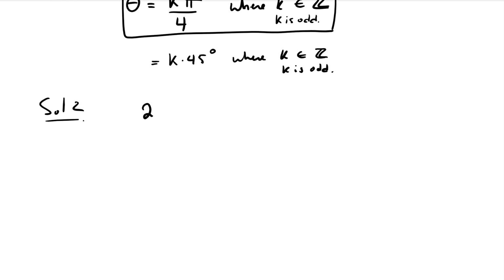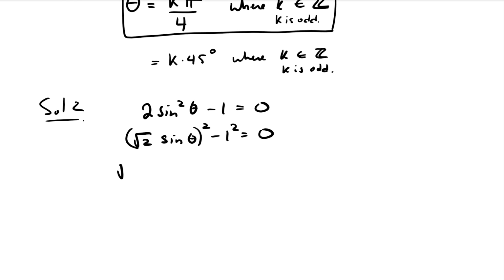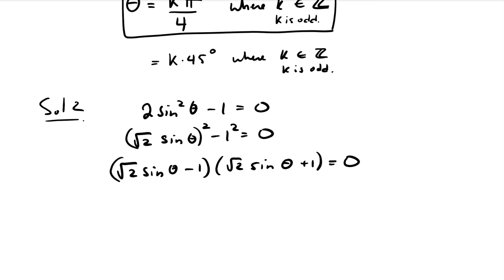So I've got 2 sine squared theta minus 1 equals 0. You can think of this as root 2 sine of theta, all squared, minus 1 squared. So it's a difference of squares. It's going to be root 2 sine theta minus 1, root 2 sine theta plus 1 equals 0. Then you can equate each bracket to 0, because if a product is 0, each factor can be 0. So either this is going to be 0 or this is going to be 0.